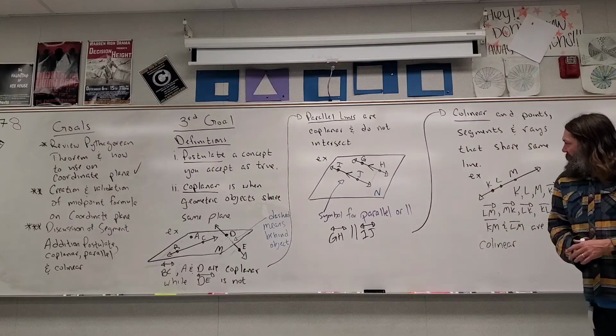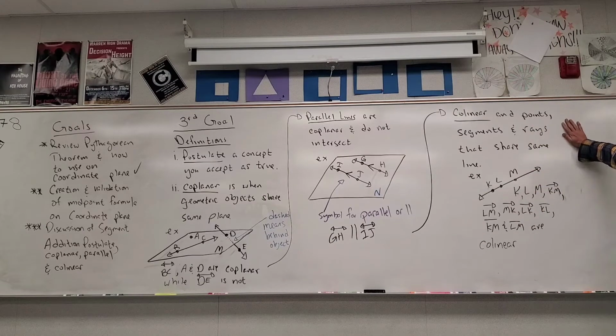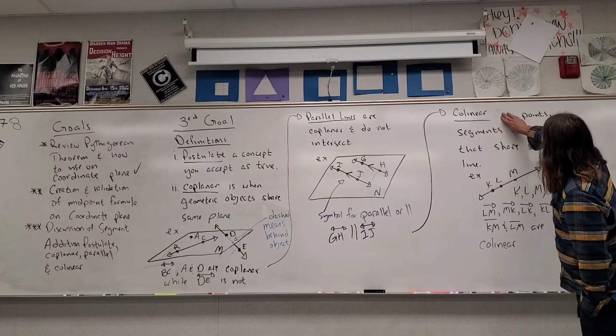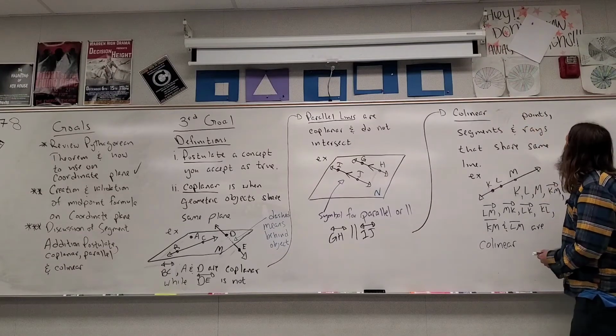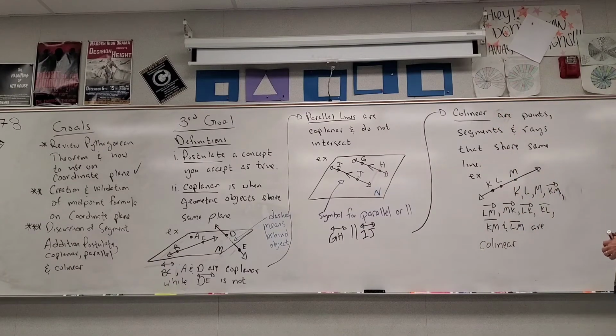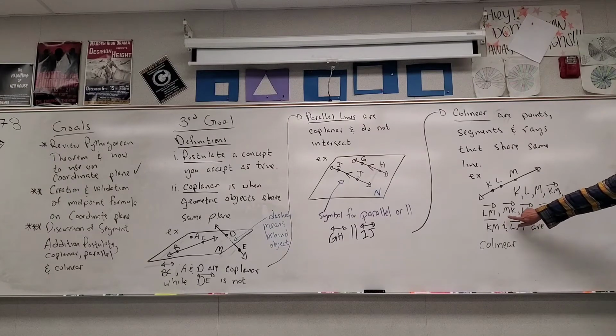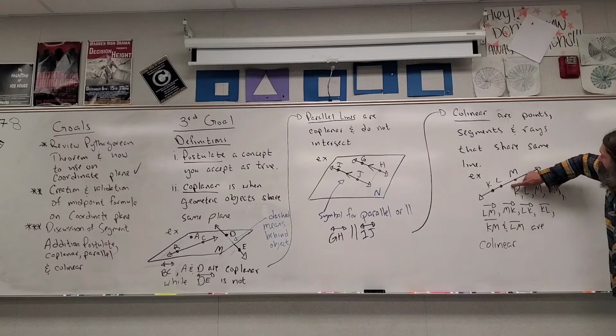All right, let's move on to the last definition for this part. Colinear are points, segments, and rays that share the same line. An example, I have a line, and there's a lot of colinear objects on this line. Point K, point L, point M, ray K through M, ray L through M. They're different because they have different starting points. Ray MK, so start at M and go through K.